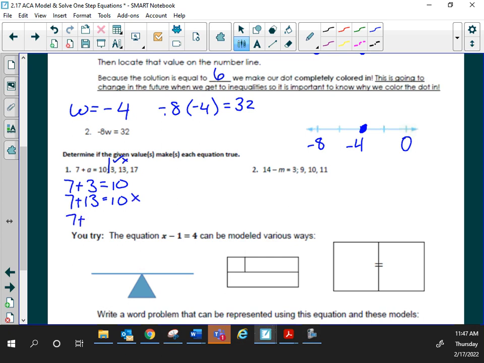What about 7 plus 17? Is that equal to 10? No. So which value is my solution? 3. Let's try that one more time. My solution is A equals 3. Okay, try it on the next one. Ready, set, go.